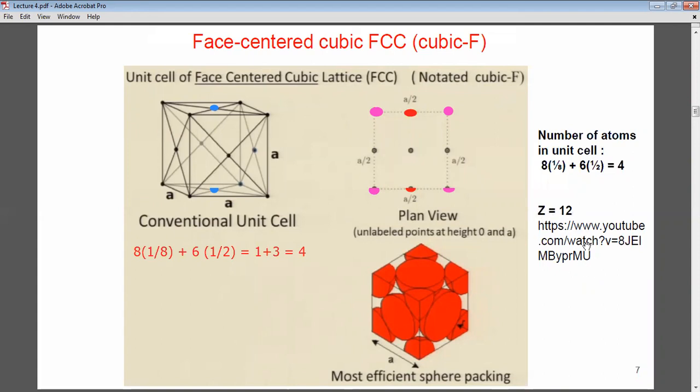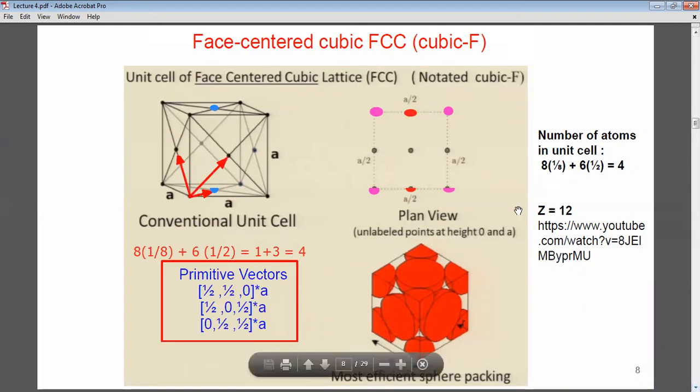In this video also, they show the coordination number of BCC and the coordination number of simple cubic. So I hope by seeing the video, it becomes clearer to you that the coordination number in case of face-centered cubic is indeed 12. Now, let's look at our primitive lattice vectors. This is a very good primitive lattice vector combination.